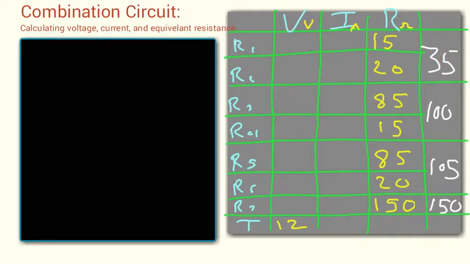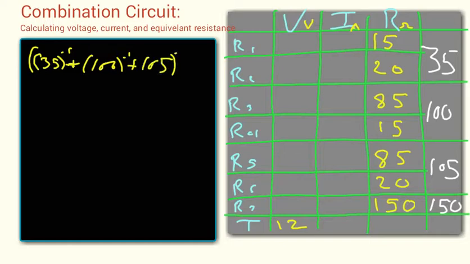So the way I would type that into my calculator would show that I have 35 ohms of resistance, and we'll take that to the -1. That's a -1. We'll add that to the reciprocal of the next resistor, which is 100, close parentheses, to the -1, plus the next resistor, 105 to the negative 1 plus 150 to the negative 1.